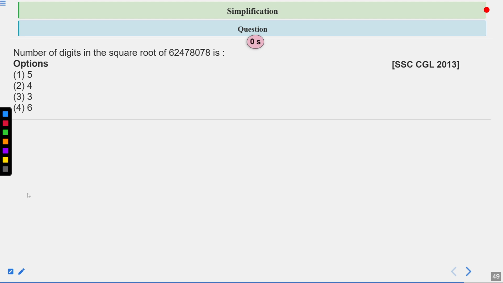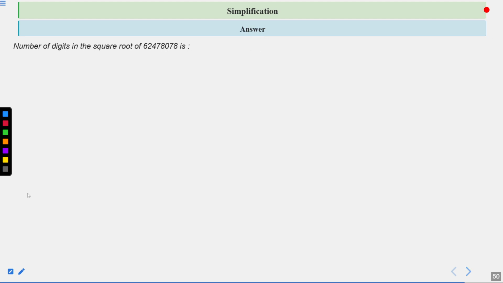Now time's up. Let's see the solution of this question. We need to find the number of digits in the square root of this number. In this number there are 1, 2, 3, 4, 5, 6, 7 and 8 digits. So we can calculate it. The correct answer of this question is the second one, which is 4 digits.